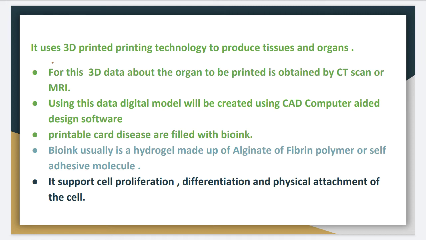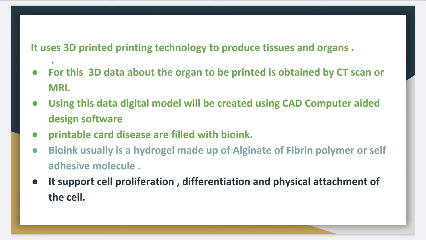Bio ink is not an ink with a biological character or something like that. We are just giving this name so that it is easy for us to remember. So the natural question arises, what is bio ink? The bio ink is usually a hydrogel. Hydrogel means a gel in water, like the gel that we normally use in our hair. So a bio ink is usually a hydrogel made up of alginate or fibrin polymer and also a cellular adhesion molecule.